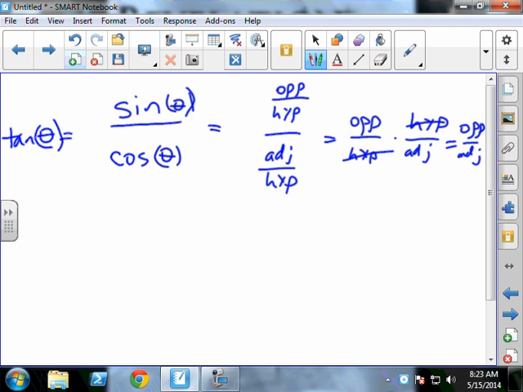That's a trigonometric identity that a lot of times you're asked to prove. Oh, no, proving trig identities. Thanks, Obama.